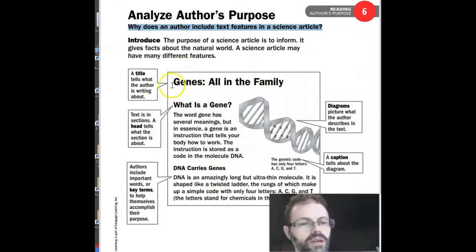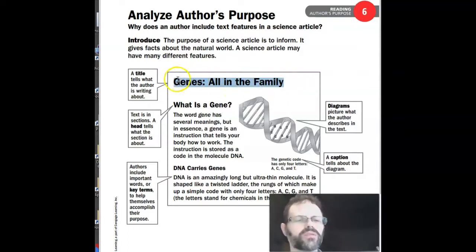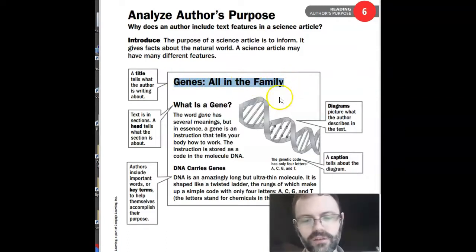So as you read, look at things like titles. This is a title. A title is a text feature. It tells what the author is writing about. So you could ask a question to yourself. Why does the author include the title Genes All in the Family?